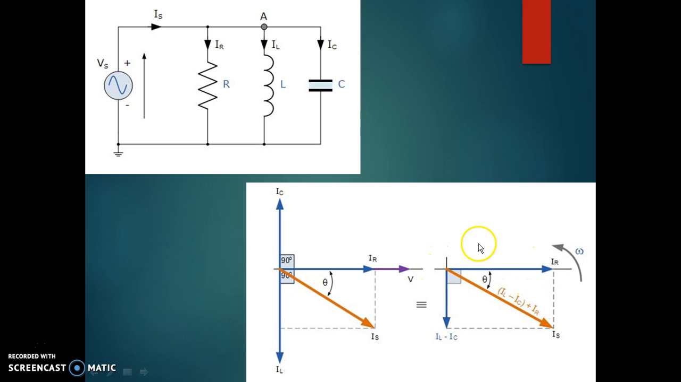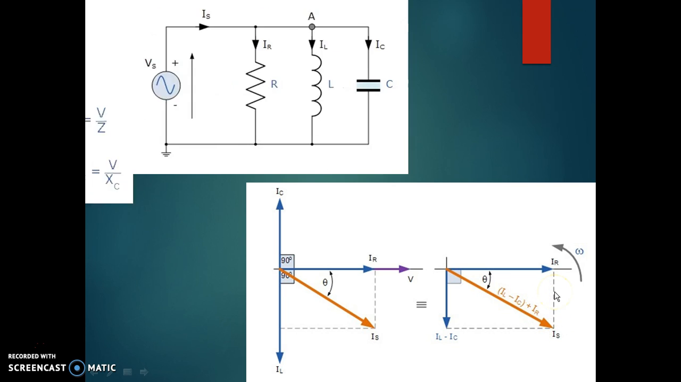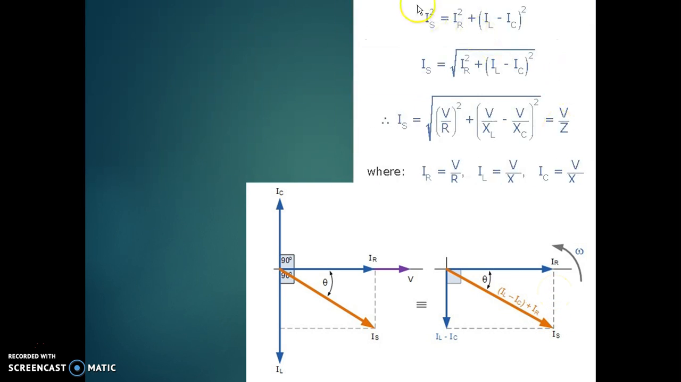Now Is can be found out to be IL minus IC plus IR, which is the vector sum, and the right angle triangle that is formed here is known as the current triangle, and Is can be found out by Pythagoras theorem as Is square is equal to IR square plus IL minus IC the whole square. Therefore Is comes out to be root over IR square plus IL minus IC the whole square. And substituting IR, IL and IC as V by R, V by XL and V by XC, we get Is is equal to V by Z.